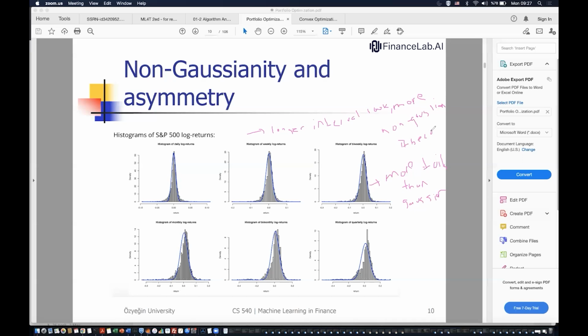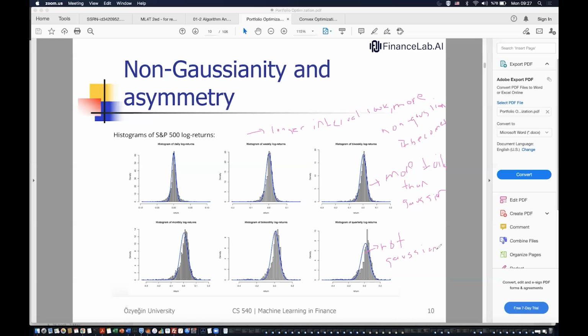And similar things can be said for the remaining two plots. In the remaining two plots, we have the histogram of bi-monthly log returns, as well as quarterly log returns. And again, especially if you look at the quarterly one, this is not Gaussian. There's definitely a skew towards the more positive side, which means that the market is not Gaussian.